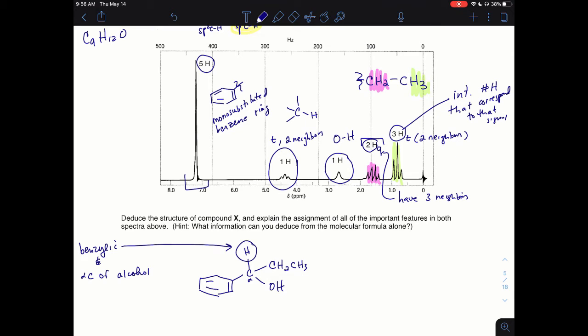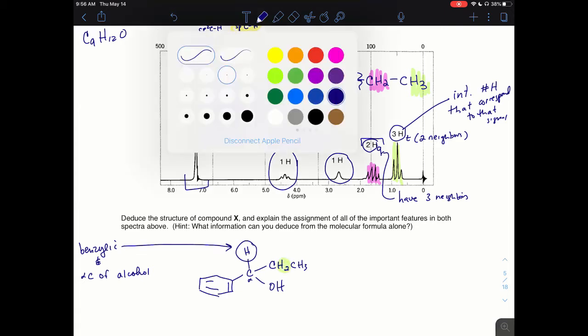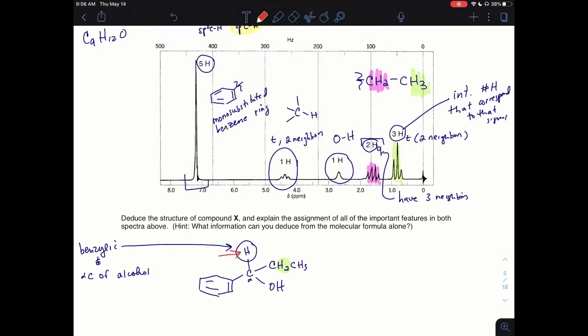Now, would you expect it to be a triplet? Yes, you would, because it has these two neighbors. So what you do to figure out the neighbors is you look at the hydrogen we're interested in. This is the carbon it's on. Go out 1 carbon more. So this carbon has 2 protons on it, and there's the n+1 rule. N+1 is the number of lines that this signal will be split into. 2 plus 1 is 3, and so we do see 3 lines.